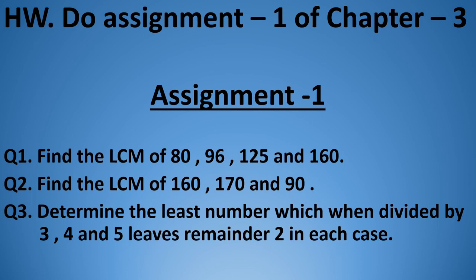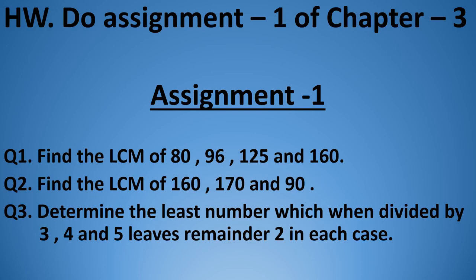See question number 3. Determine the least number which when divided by 3, 4 and 5 leaves remainder 2 in each case. What you have to find out? Least number. Again I am telling, least number, smallest number, lowest number. When you have to find out such things where the meaning is the very smallest, then we have to find out the LCM. So find out the LCM of 3, 4 and 5.